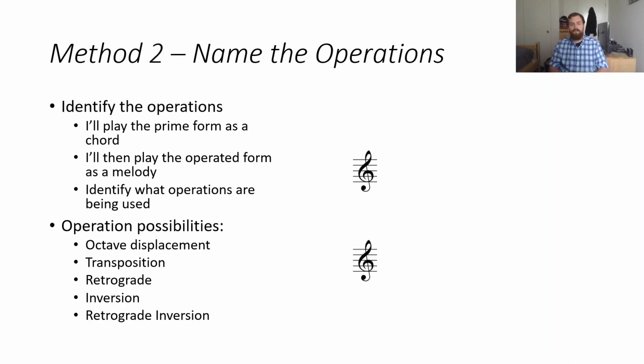So in this case, I'm not asking you to provide me with the numbers. I'm asking you to provide me with, of these 5 options, what is happening. Is transposition happening? Is retrograde happening? Is octave displacement, inversion, retrograde inversion, what have you? Okay, so let's do 2 examples of this.